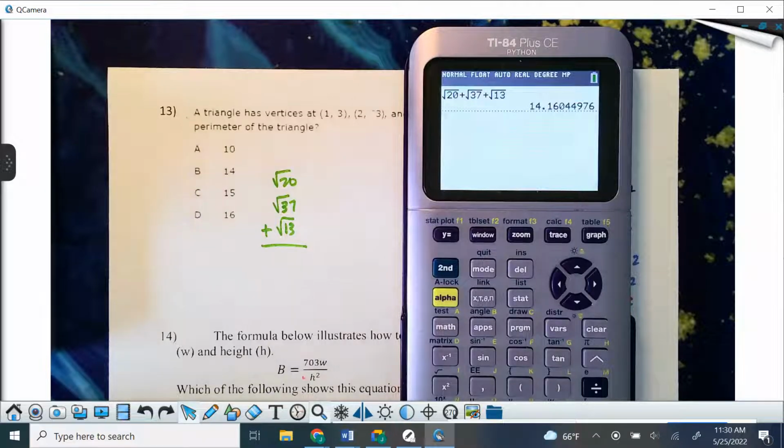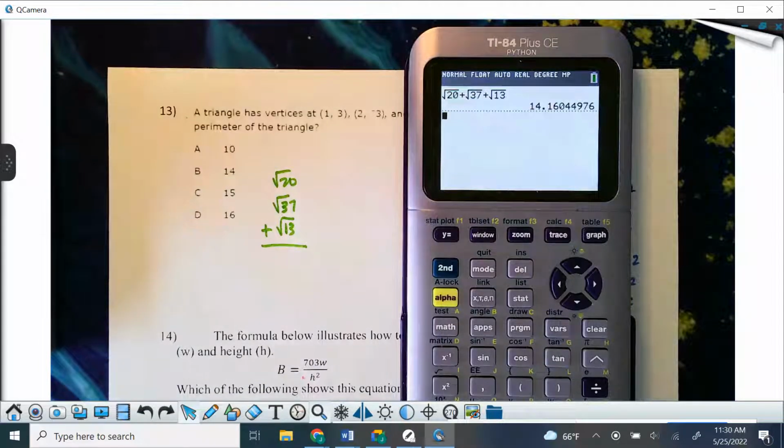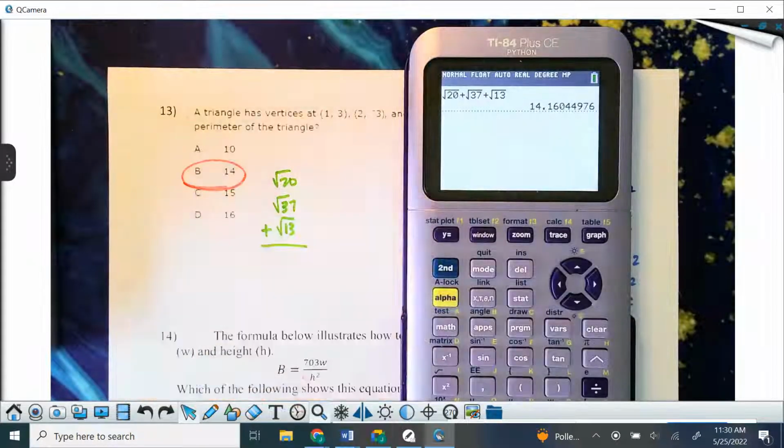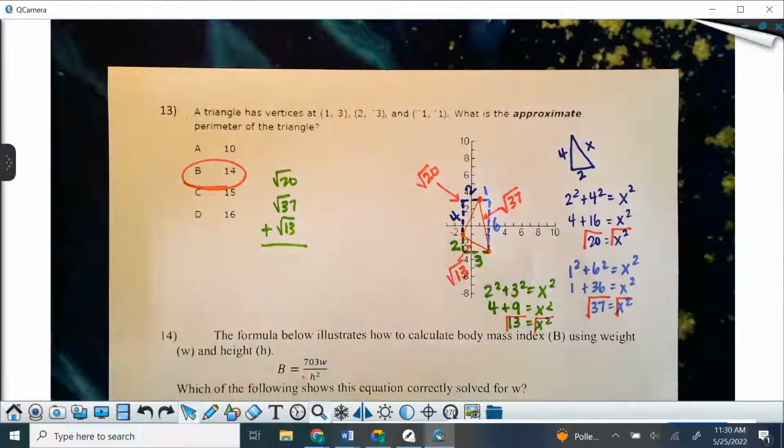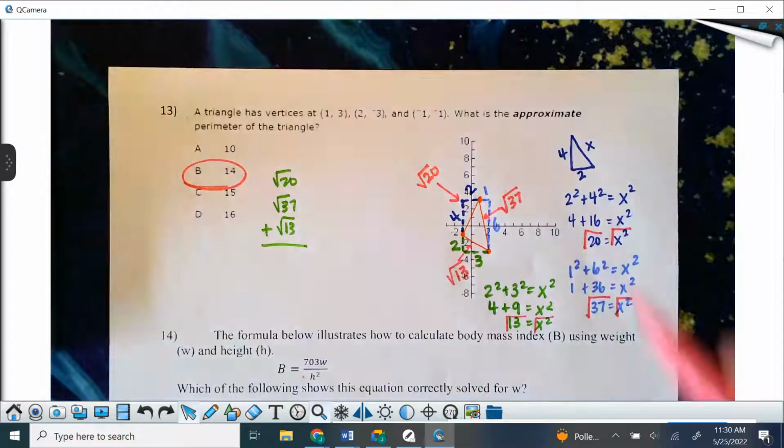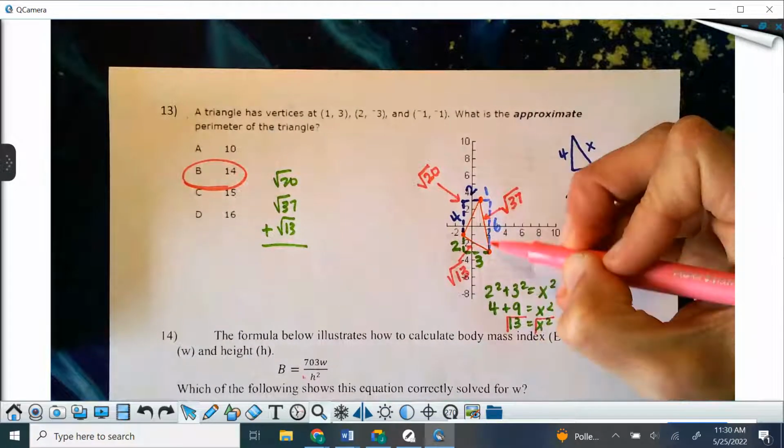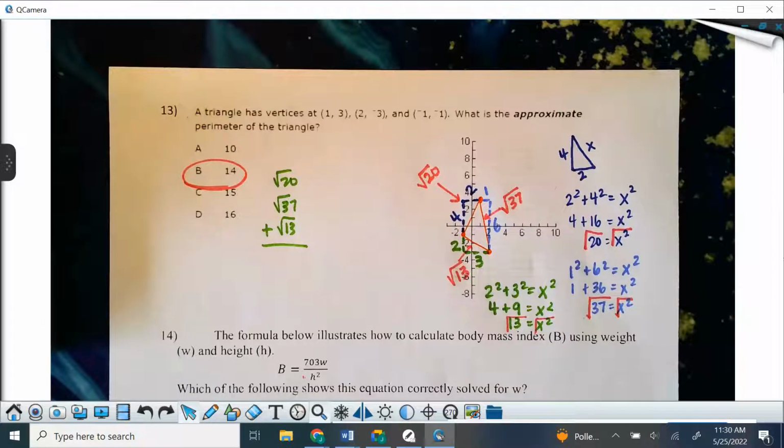So 14.16. Which answer is the closest to make it approximately correct? Yep, it is B indeed. So the perimeter of that triangle, so if I sat on this point and started walking all the way around, is going to be about 14 units.